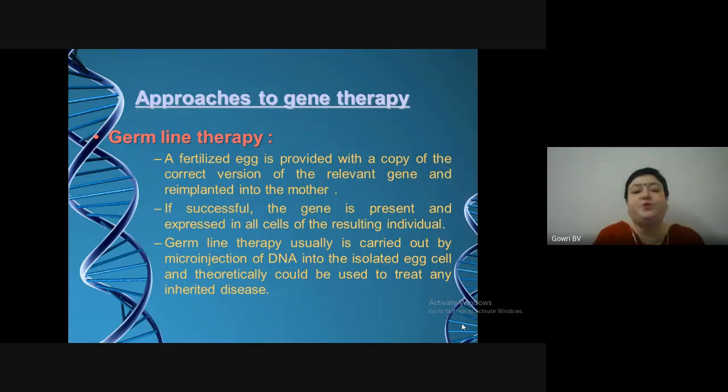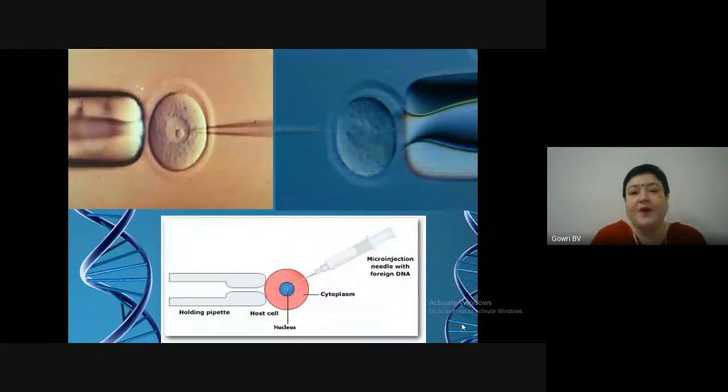Germline therapy is usually carried out by micro-injection of DNA into the isolated egg cell and theoretically can be used to treat any type of inherited disease. You have seen this already in a previous slide, when I taught you about tissue plasminogen activator production. Micro-injection is one technique where you use a fine micropipette to inject the DNA into the host nucleus, with a holding pipette.